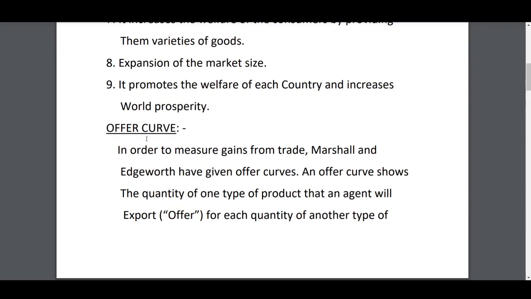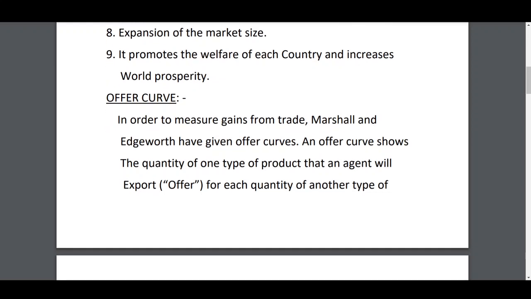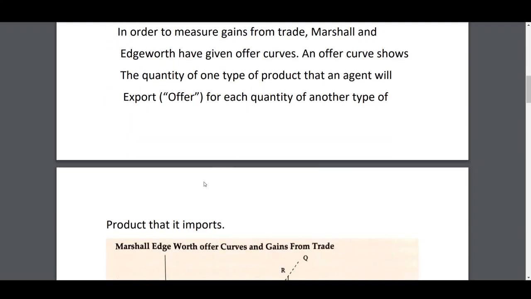Now, in order to measure the above said gains from international trade, the economists Marshall and Edgeworth have given offer curves. An offer curve shows the quantity of one type of product that an agent will export or offer for each quantity of another type of product that it imports. It shows the export and import between the countries.